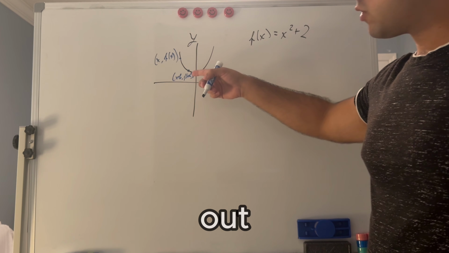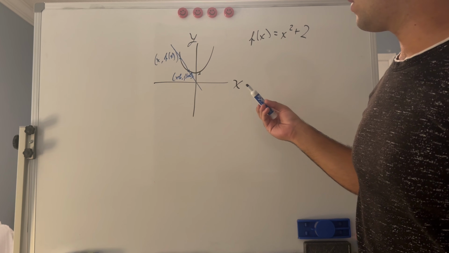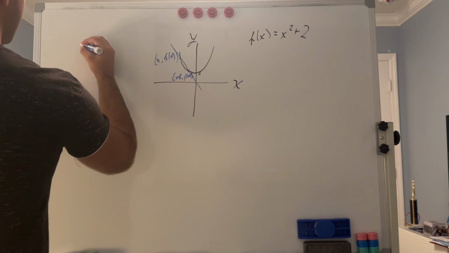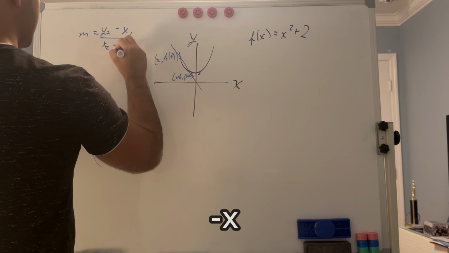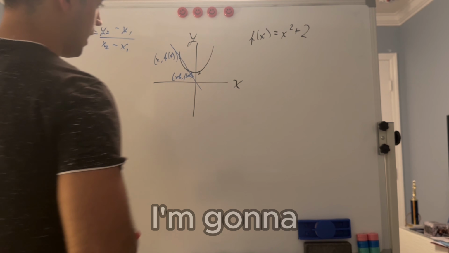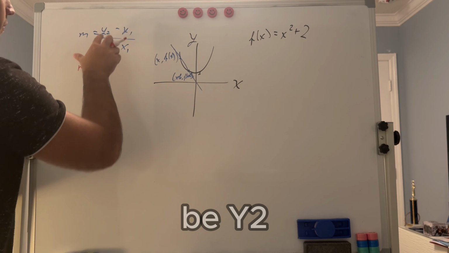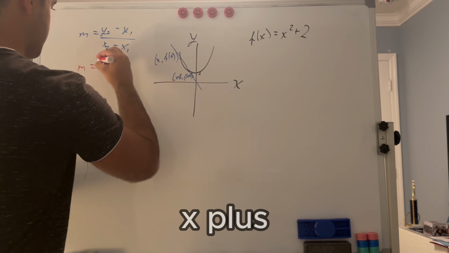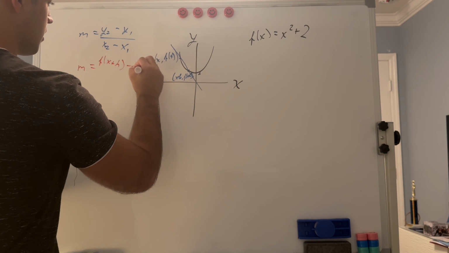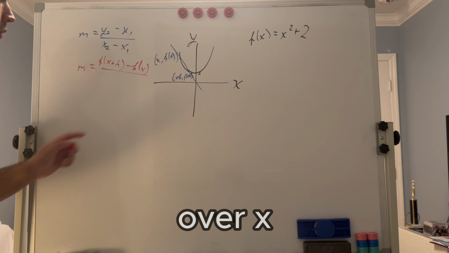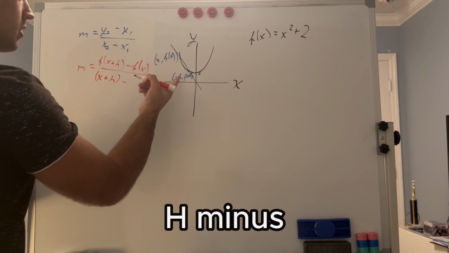In order to find out the slope of this line, we would use the formula m equals y2 minus y1 over x2 minus x1. But now, I'm going to rewrite this formula using these points. So our m would be y2, or y2 would be f of x plus h, minus y1, f of x, over x2, x plus h, minus just x.